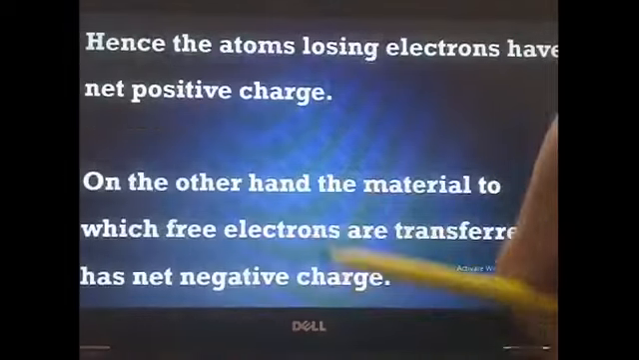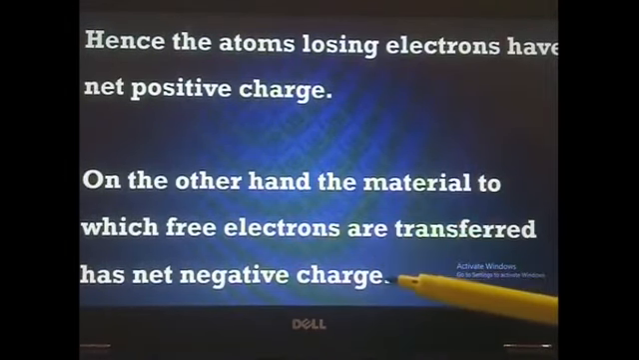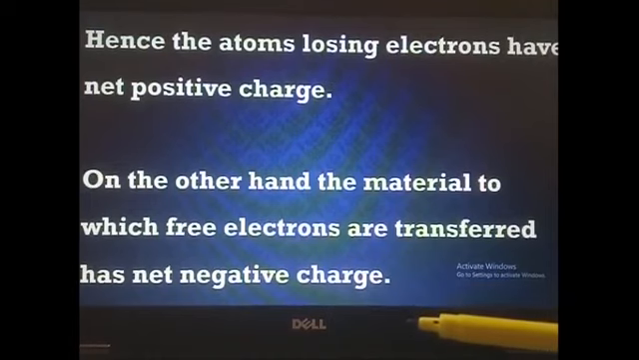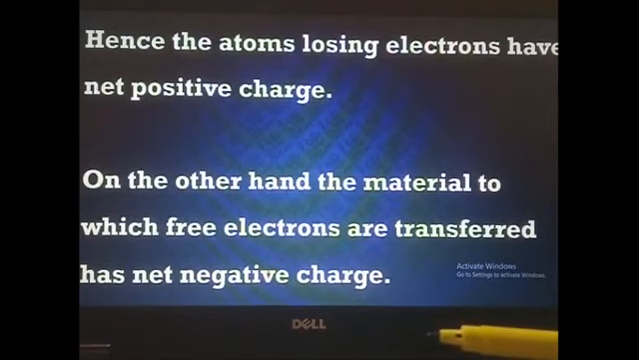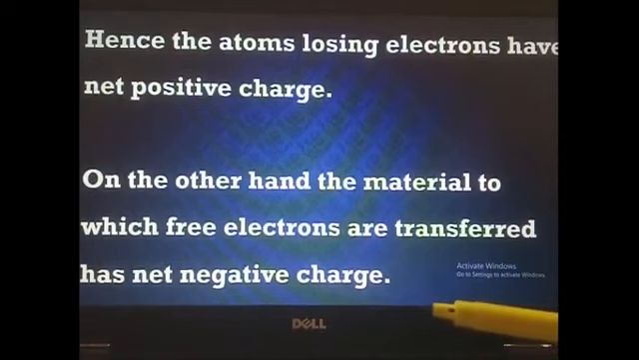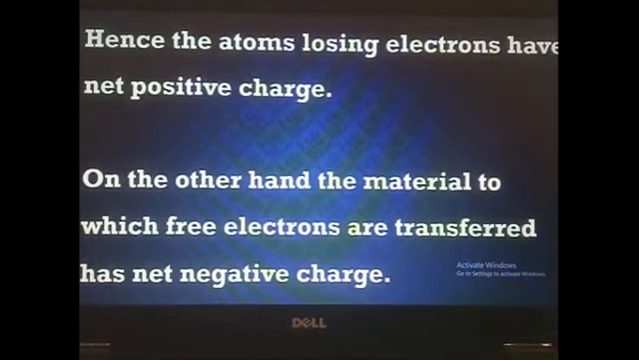So that is why it is called that the charges are of two types. One material is giving the electrons, that means it is becoming positive, as the negative charge, which is the electron, is decreasing, while the other material is gaining that negative charge, so it is becoming more negative. So that is why two types of charges are called positive and negative.